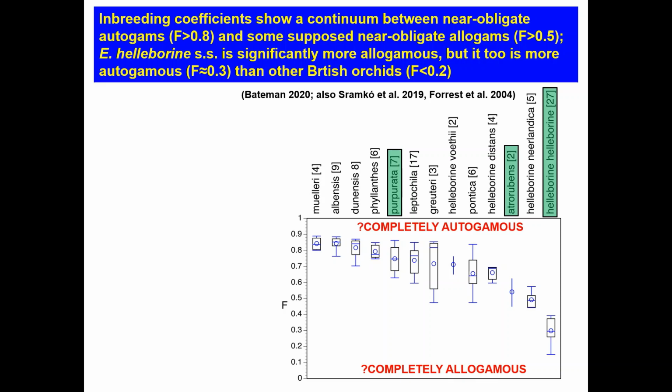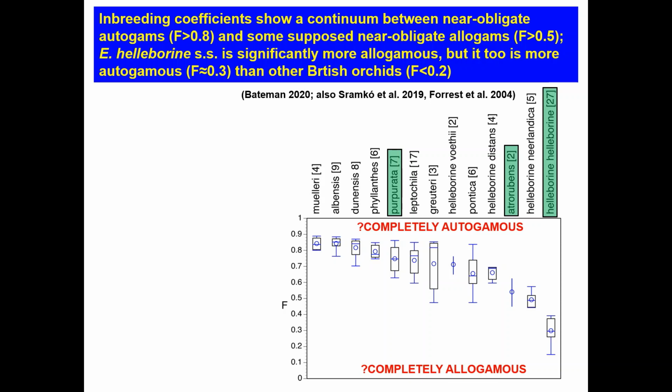But if we start to use our genetic information, our RADseq data, to look at levels of inbreeding in these populations, you can calculate inbreeding levels quite readily. And we found that the result was not what was expected. In this diagram, I've shown supposedly autogamous species have no green background. I've picked out the allogamous species in green.